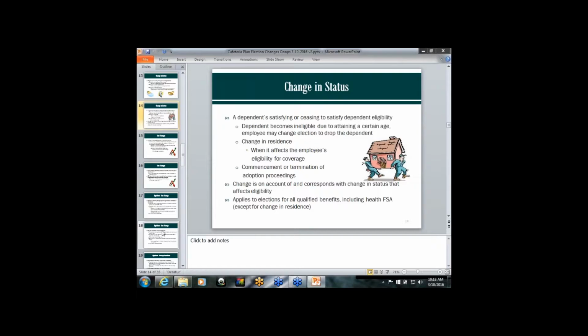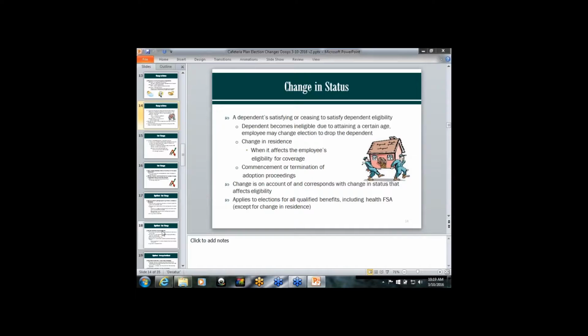We have a change in residence. We have to be careful with this one because a change in residence permits a change only if it's going to be affecting, again, the eligibility. So you may have an employee who comes in and says, hey, did you know I moved? And I want to go ahead and change my benefits because I moved. So you say, well, where did you move to? Well, I moved a block down. Well, that's not going to be changing their eligibility for benefits. So change in residence means that they've moved and the eligibility for whatever they're participating in is also changing because of that.